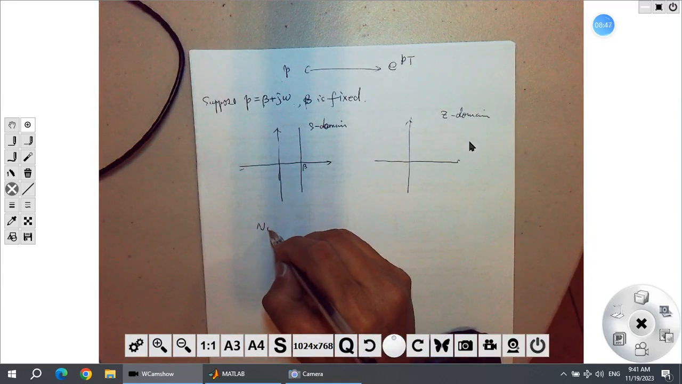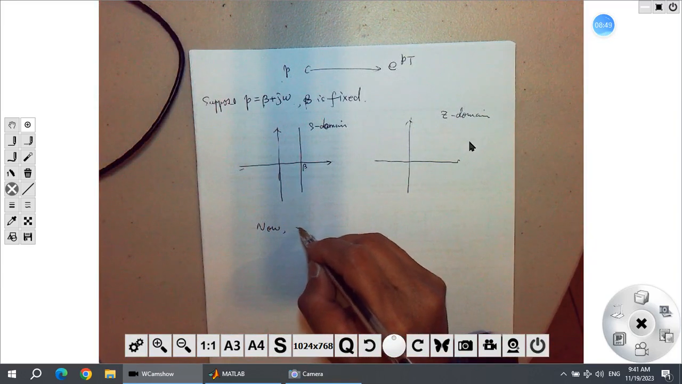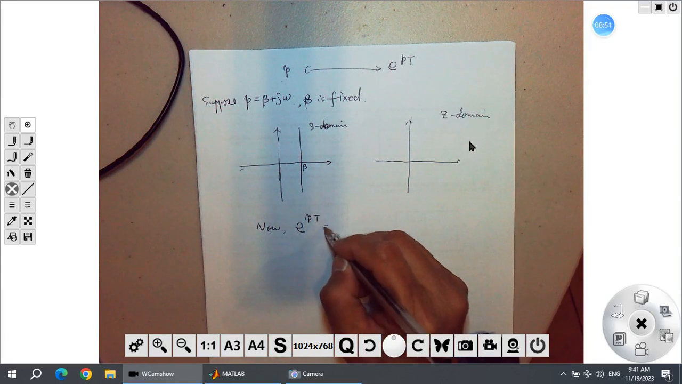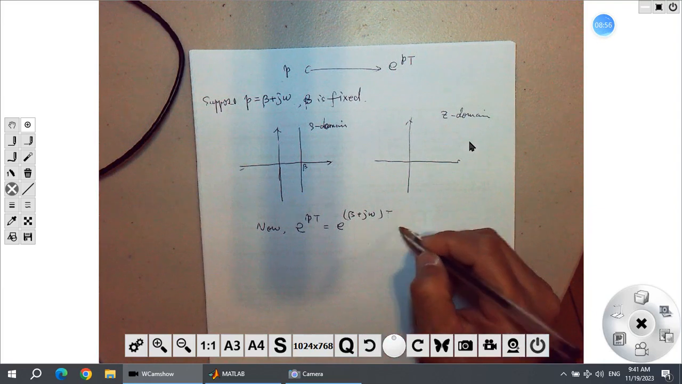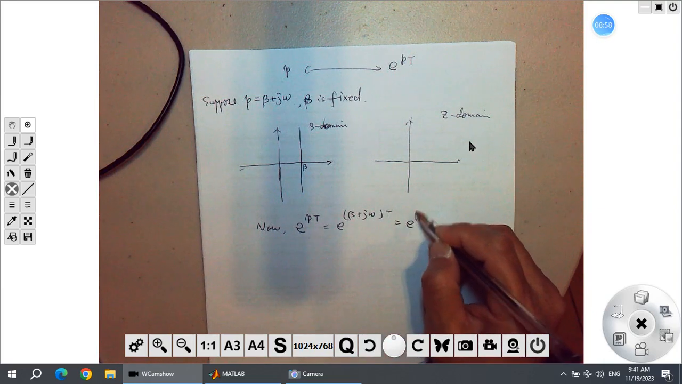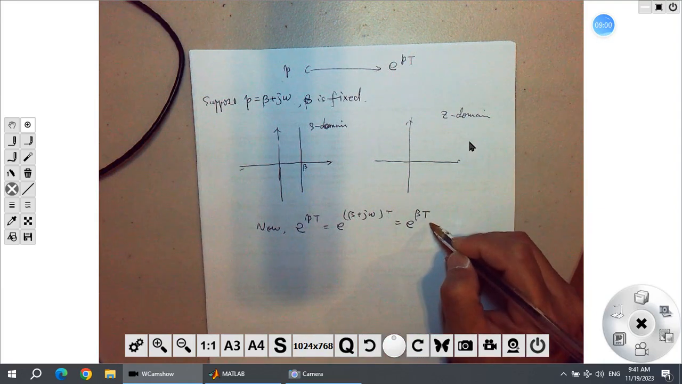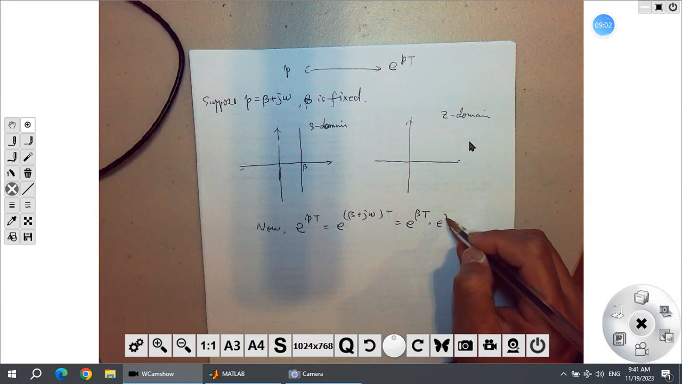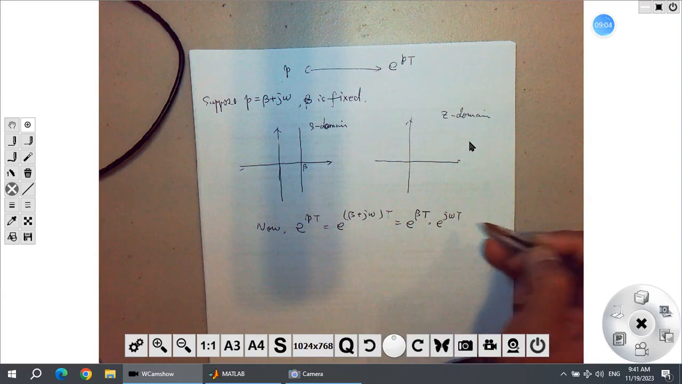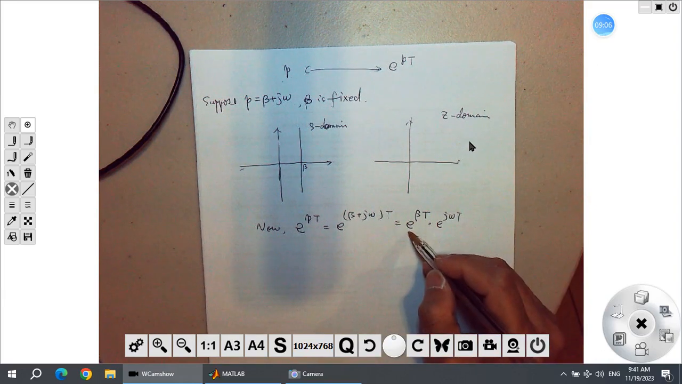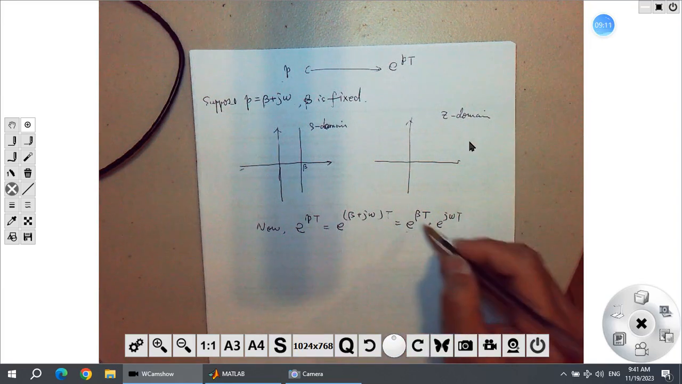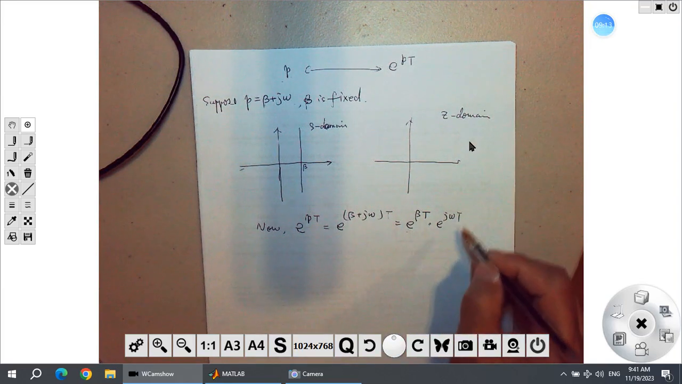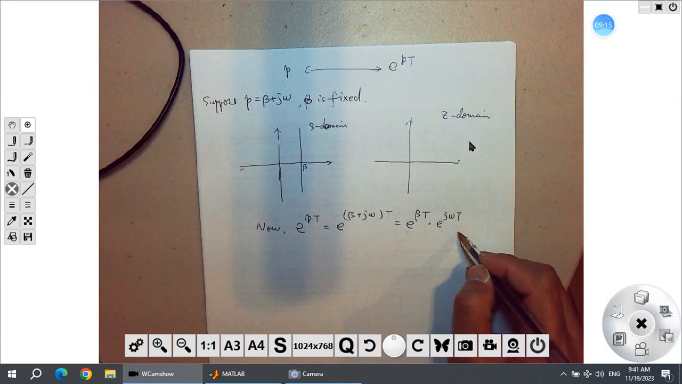Now, e to the pt equals e to the (beta plus j omega) times t. So it is e to the beta t times e to the j omega t. So you see, if we take the absolute value, this will be 1. This is cosine plus sine terms. The absolute value will be cosine squared plus sine squared, right?